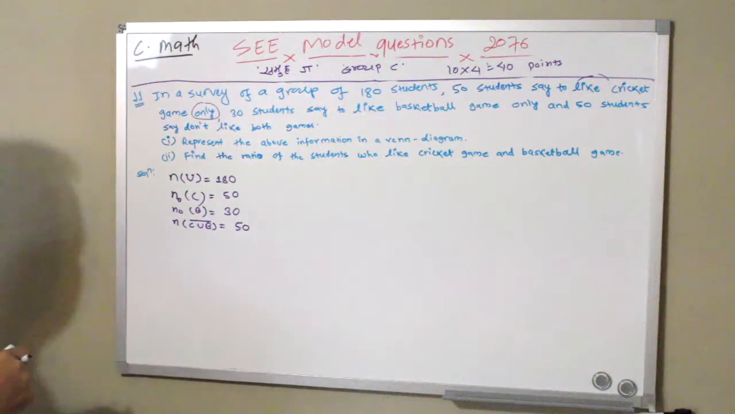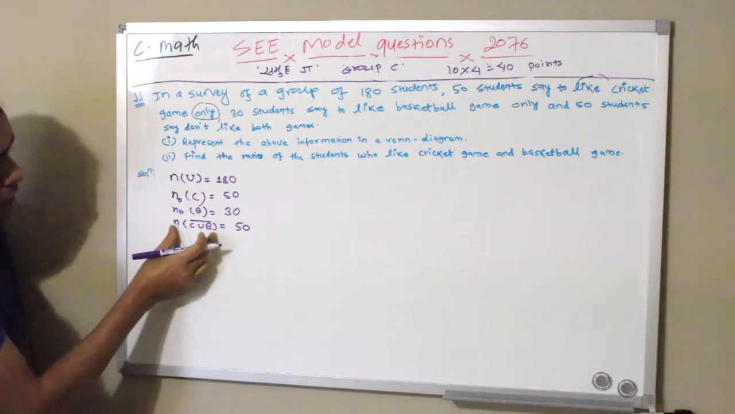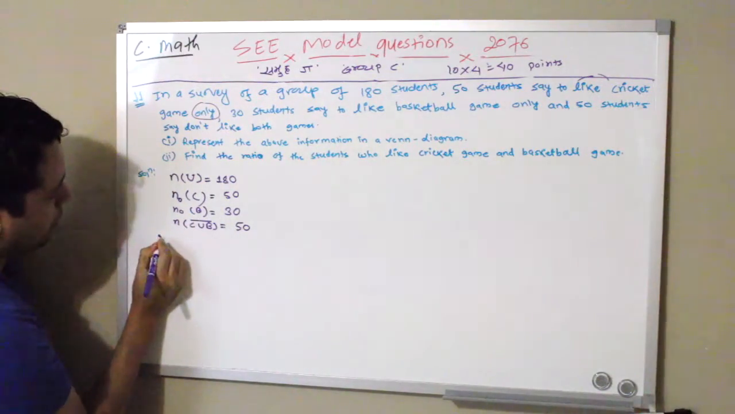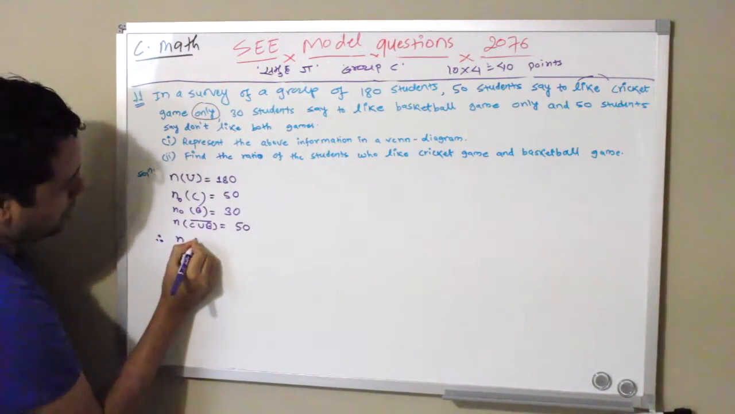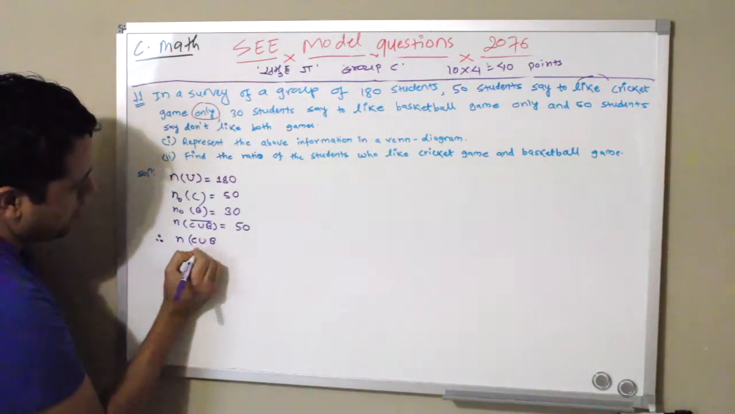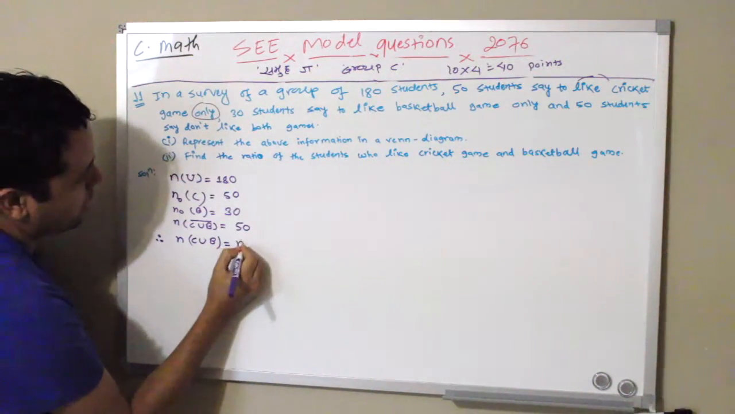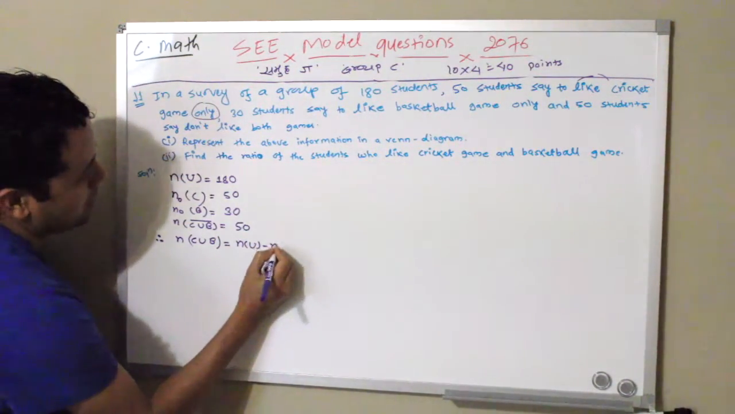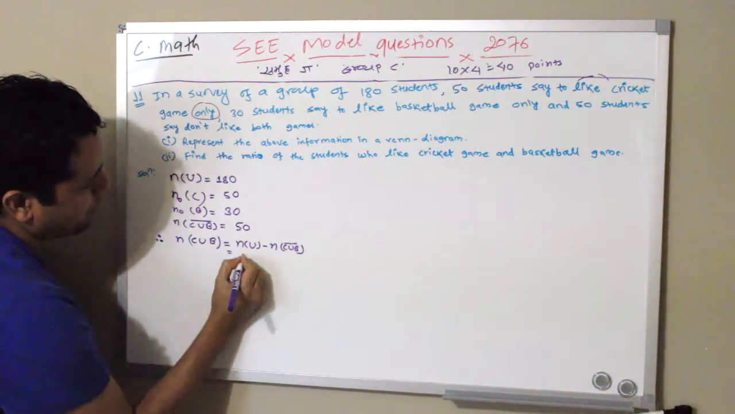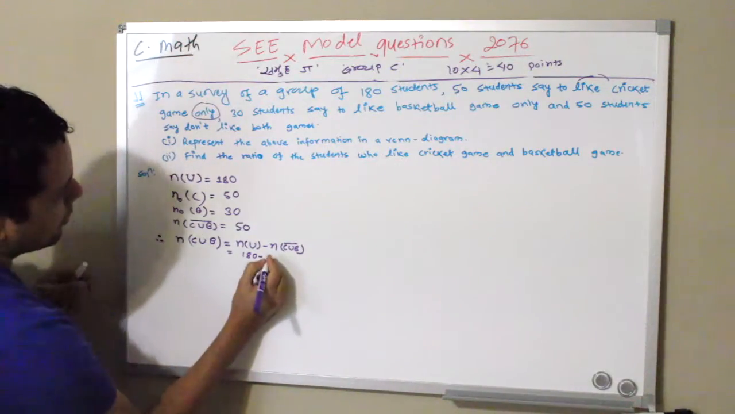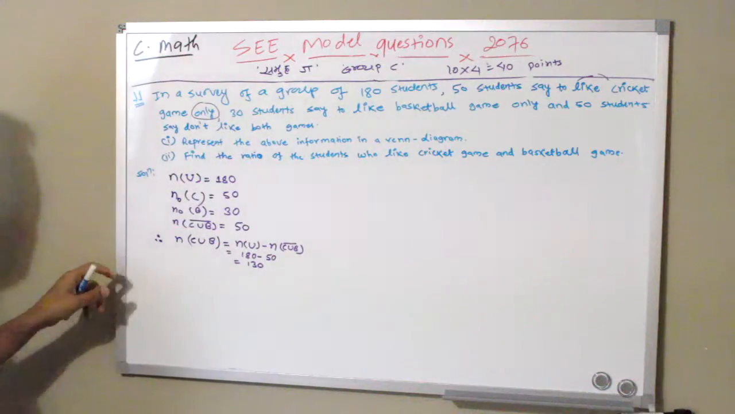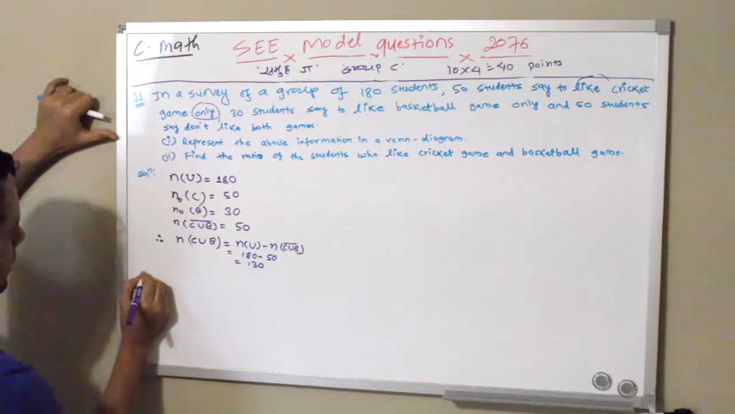Once you know that, you can compute the union. If you know the complement and the number of U, then you can compute the number of C union B. C union B is nothing more than number of U minus number of C union B complement, which is nothing more than 180 minus 50, which is 130.